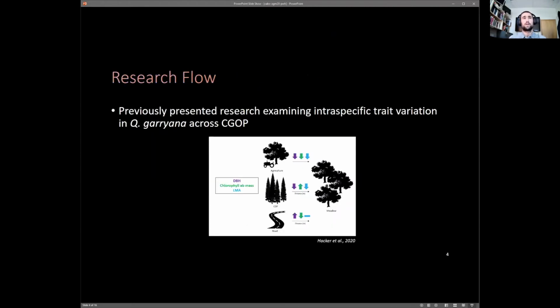A quick reminder of how my research flow has been going. Last year, I presented on my research examining intraspecific trait variation in Quercus garryana across the CGOP. Essentially, the trait variation was in relation to anthropogenic activities such as agriculture, encroaching coastal Douglas fir forest, and roads. That was published earlier in 2020.